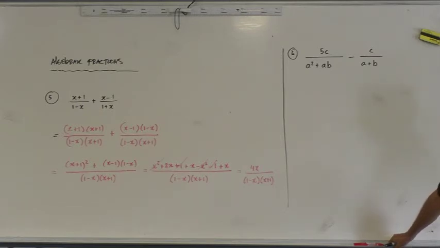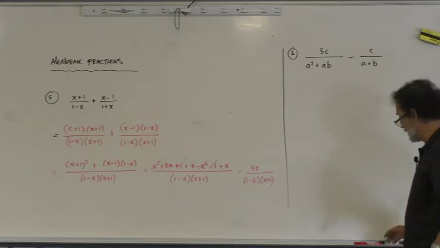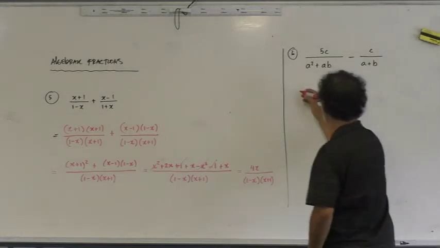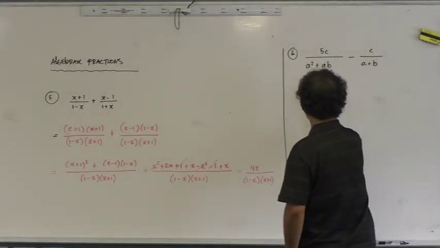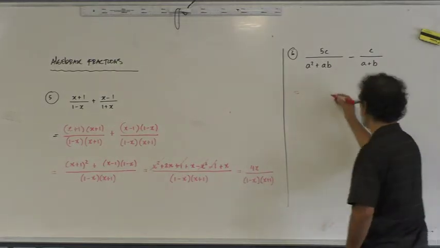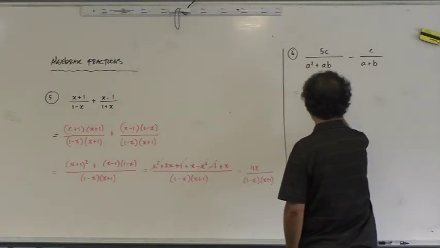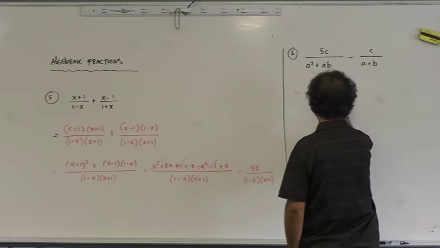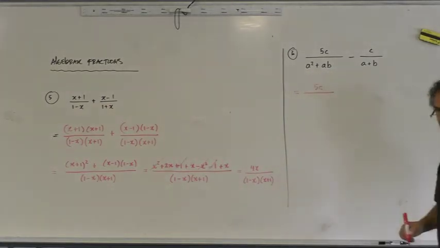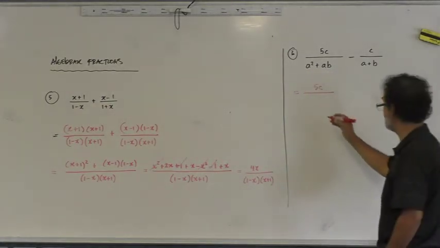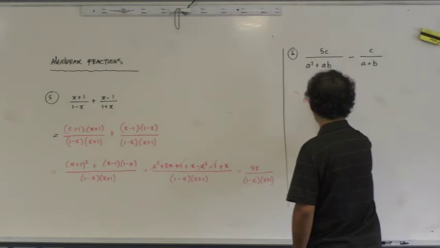Okay, Sarah. Here we go. Do we need to simplify the top? No. So it's going to be 5c. Can we factorize the bottom? Yeah. What is that? A bracket A plus B. Very good.